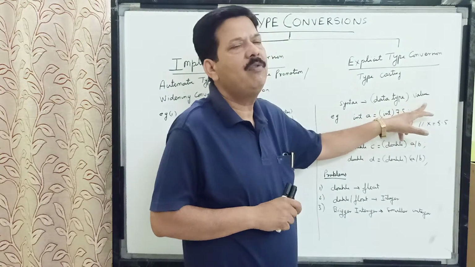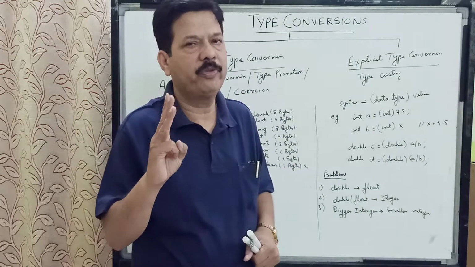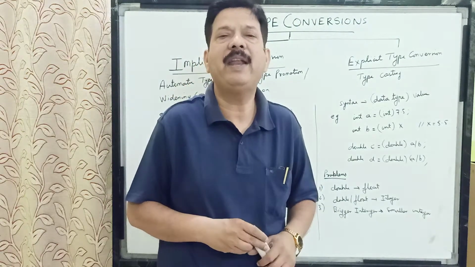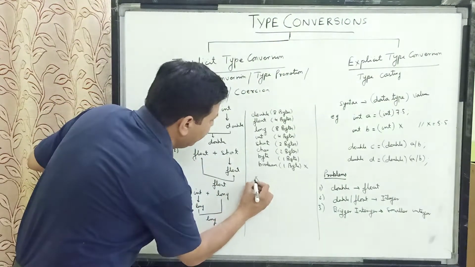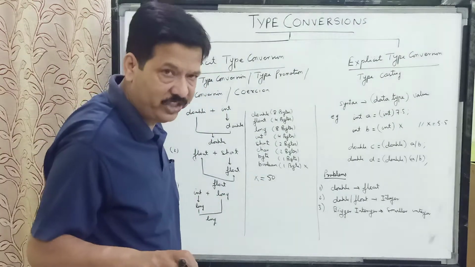Now children, the value I want to explain over here. A value can be in three forms. It can be a constant, it can be a variable, and it can be an expression. Say for example, I want to write x is equal to 50. So children, 50 over here is a value in constant form.